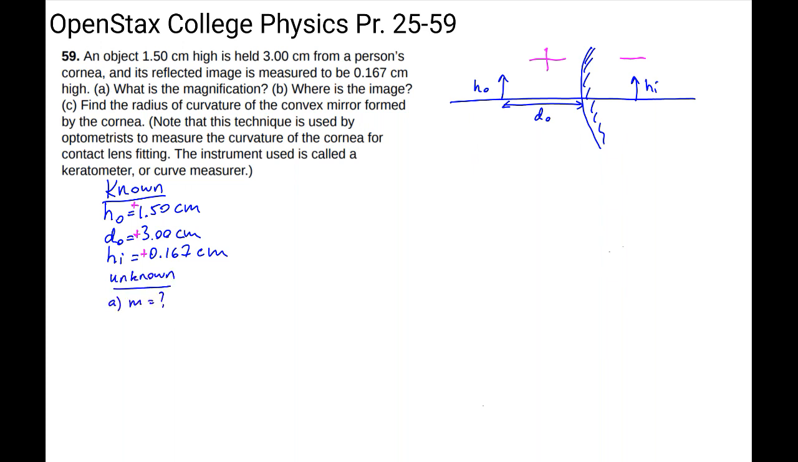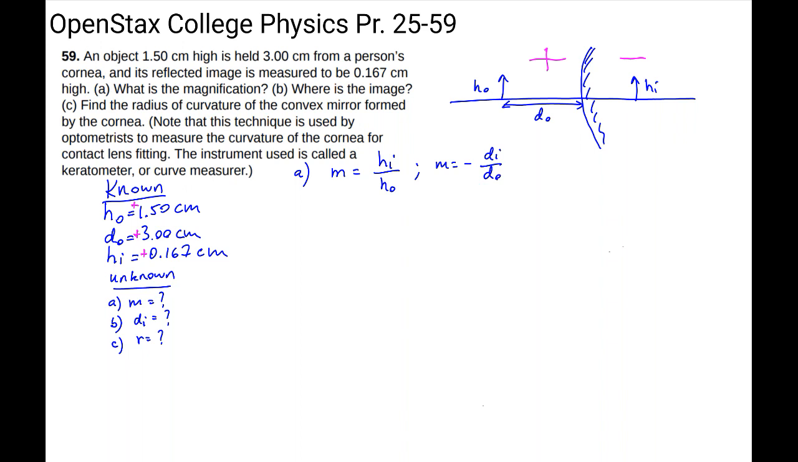Where is the image? So we're looking for the image distance, D sub I. And also the radius of curvature of the mirror. Okay, so those are our knowns and unknowns. So let's get started. The first thing, it asks us to find magnification. Well, there are only two equations for magnification. One is image height divided by object height. The other one is the negative of image distance divided by object distance.